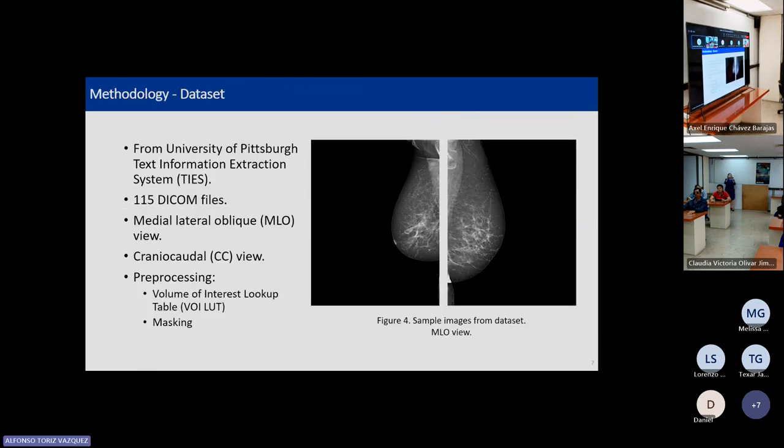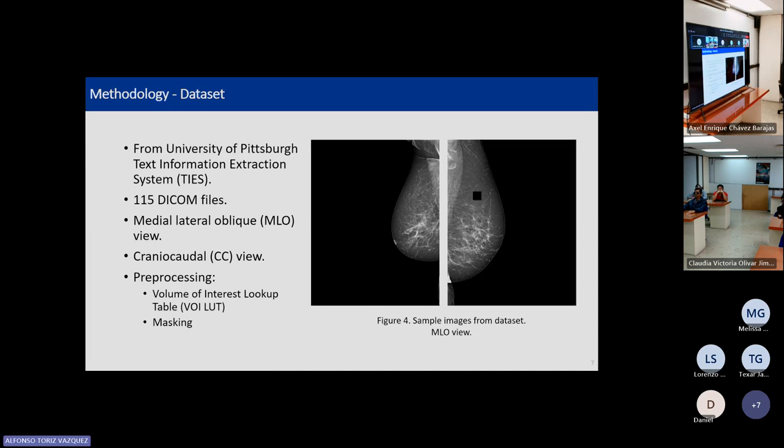So now that we covered the basics, let's talk about what we did in our project. First of all, let's talk about the dataset. Here's an example image from the dataset. They were taken from the University of Pittsburgh Text Information Extraction System. They consist of 115 DICOM files covering the medial lateral oblique view and cranio caudal view. Here it's an example of a medial lateral view. As you can see, this example shows a very asymmetric patient.